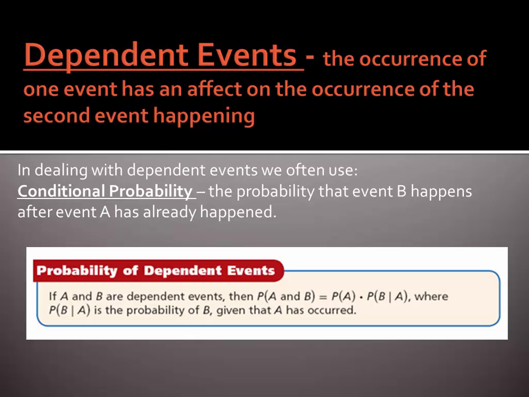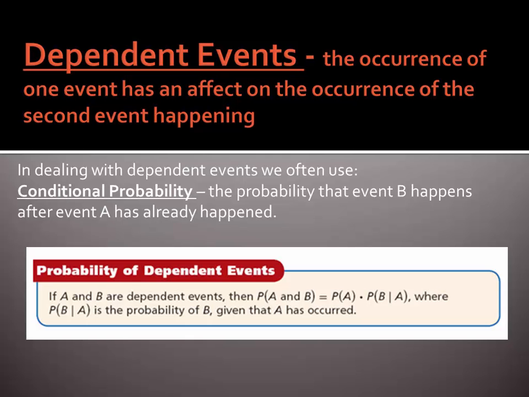Now, dependent events. I need you to listen very carefully on dependent events. Dependent means that my second event depends on whether my first event happens. An example of this: whether I go to the beach is dependent on whether the sun is shining. So my second event is dependent on my first, because if the sun's not shining, there's no point in being at the beach. So that is an example of dependent.